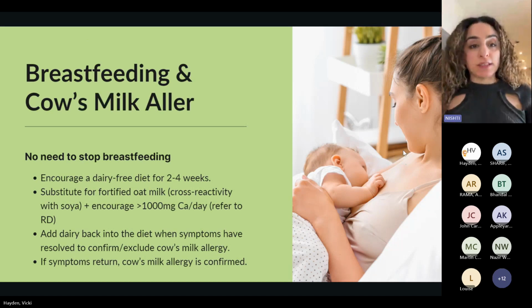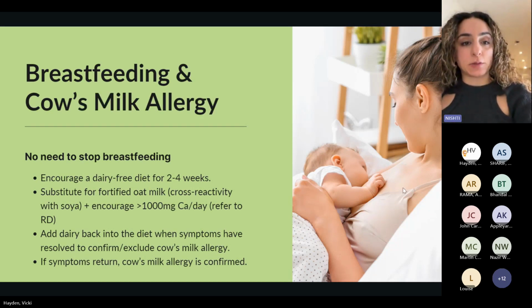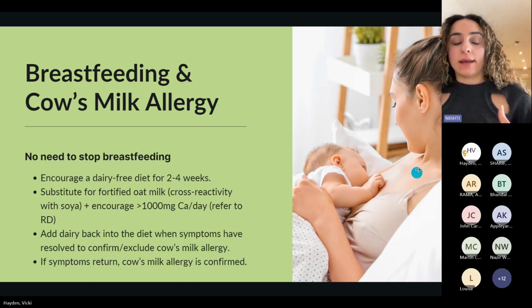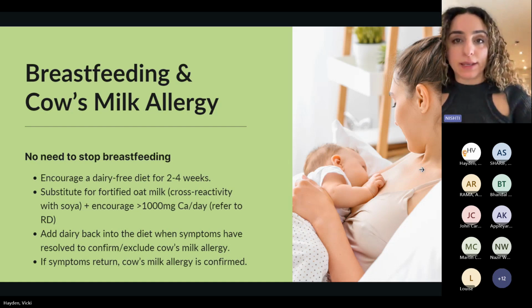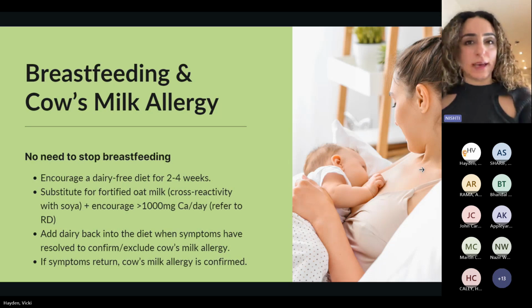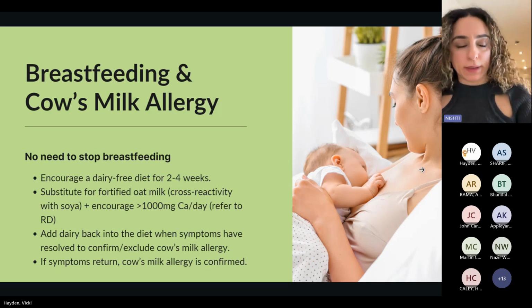And for those that are breastfeeding and who have suspected cow's milk allergy, obviously we encourage a dairy-free diet for 2 to 4 weeks. And then we ask mom to add dairy back into her diet. And the amount, well, it could be as much as they want. So the IMAP guidelines say mom to just have what she usually used to have in terms of dairy products. And this, again, would help to confirm or exclude cow's milk allergy.